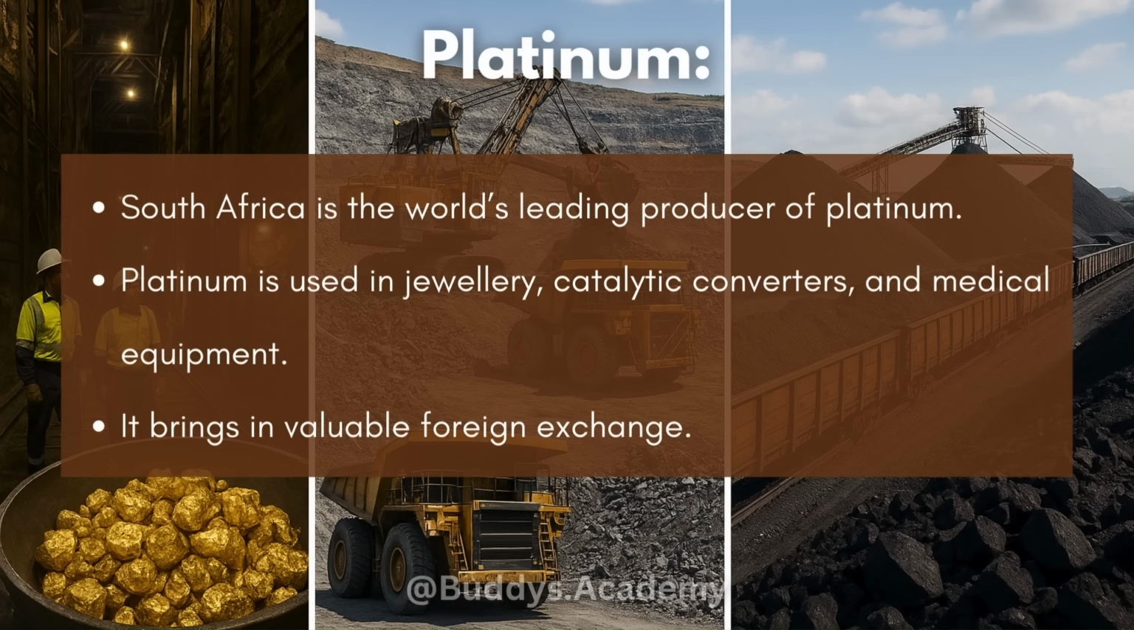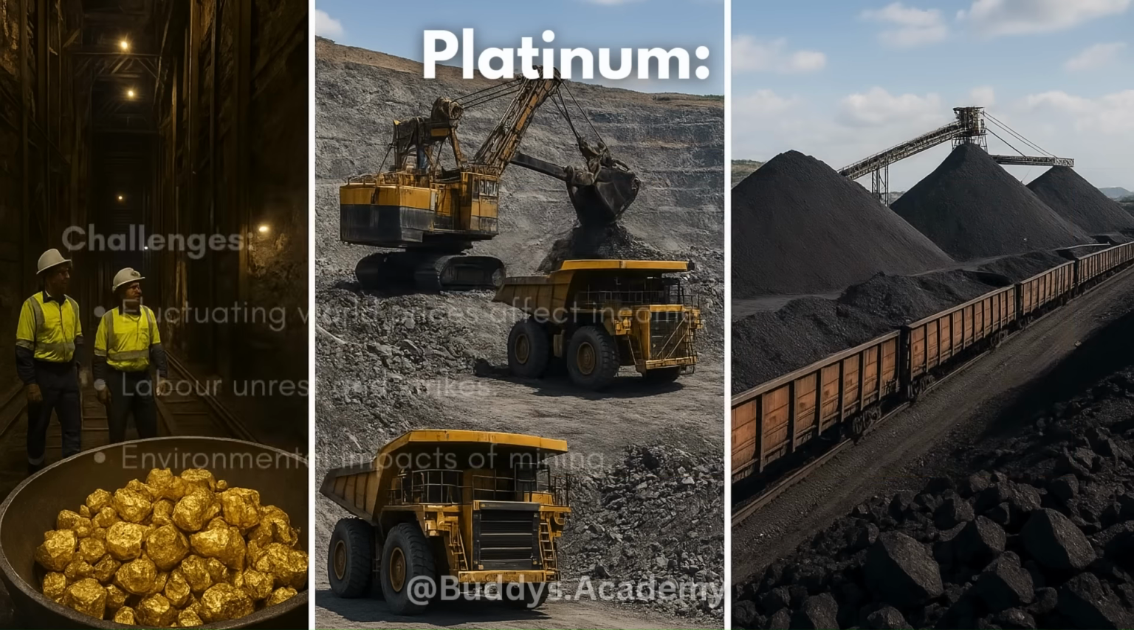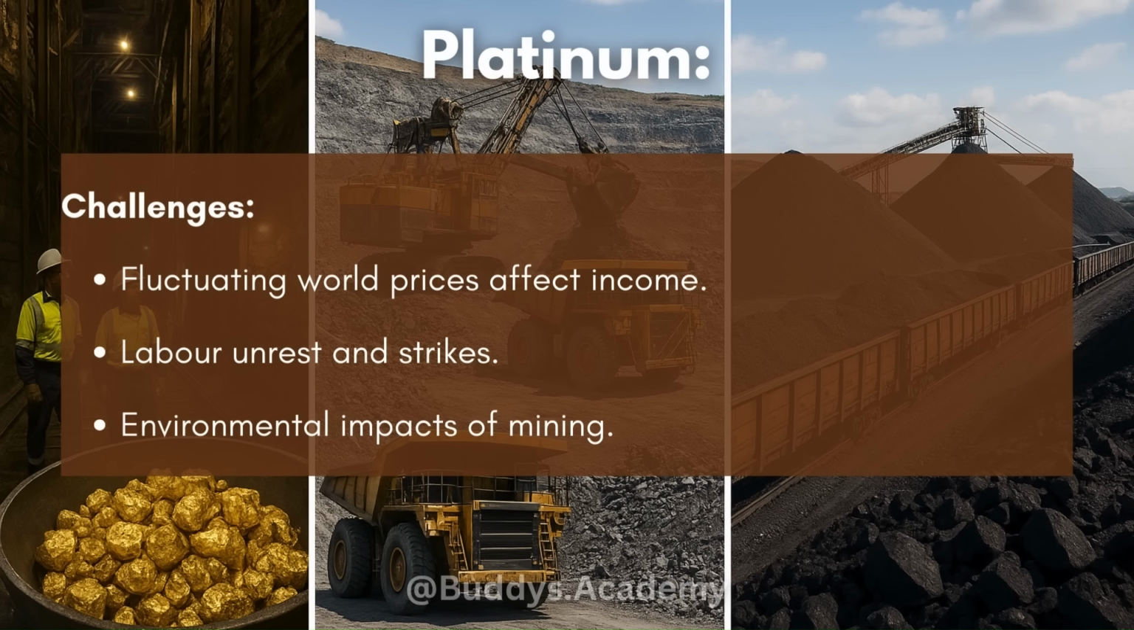Our next product that's going to be mined in South Africa would be platinum. So South Africa is the world's leading producer of platinum, and that means that this is going to be a large contribution to our GDP. Platinum is going to be used in jewelry, catalytic converters, obviously in cars, and medical equipment. It also brings valuable foreign exchange. The challenges experienced with platinum mining would be fluctuating world prices, which is going to affect your income. You're going to have your labor unrest and strikes, and obviously we need to consider the environmental impacts of mining.